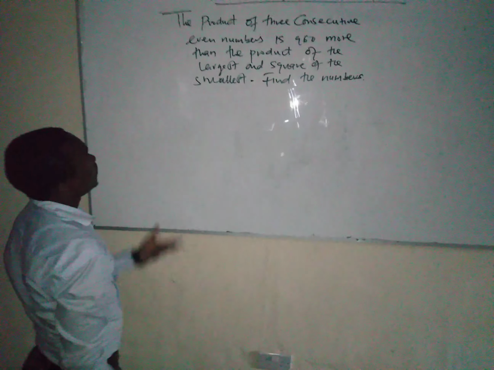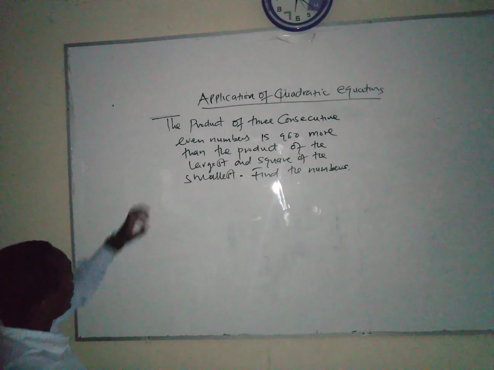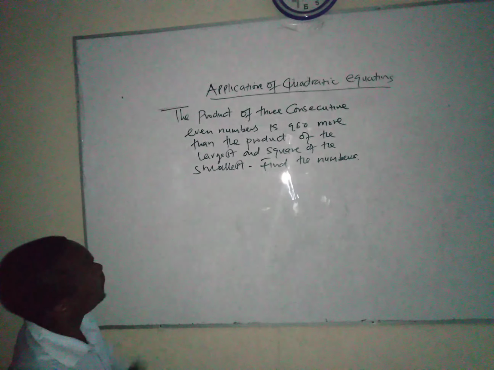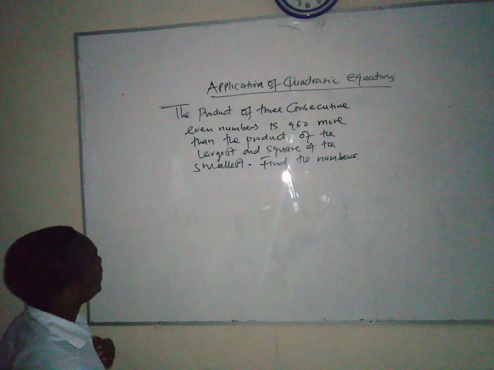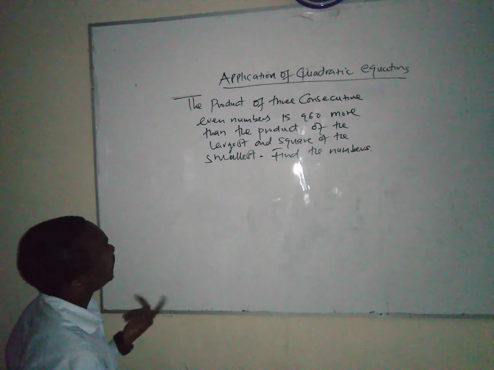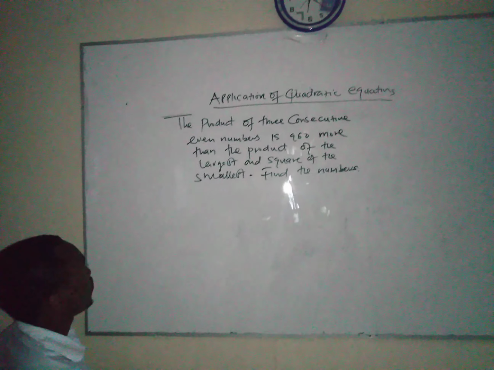Okay, so welcome to this video on application of quadratic equations. I have a question that says the product of three consecutive even numbers is 960 more than the product of the largest number and the square of the smallest. Find the numbers. Solution.